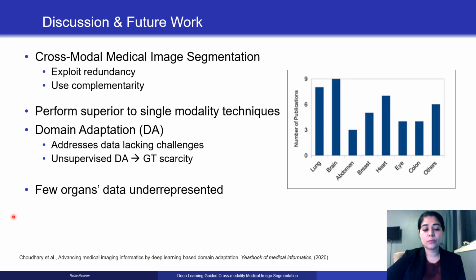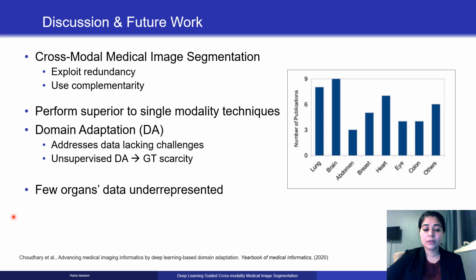In general, we have observed that the cross-modal medical image segmentation approaches have the ability to exploit redundancy and complementary information existing in the multiple imaging modalities. The cross-modal medical image segmentation approaches in general perform superior compared to single modality segmentation approaches. The concept of domain adaptation is a promising solution to address data lacking challenges. Also, the unsupervised domain adaptation approaches offer a way to address the ground truth scarcity problem.